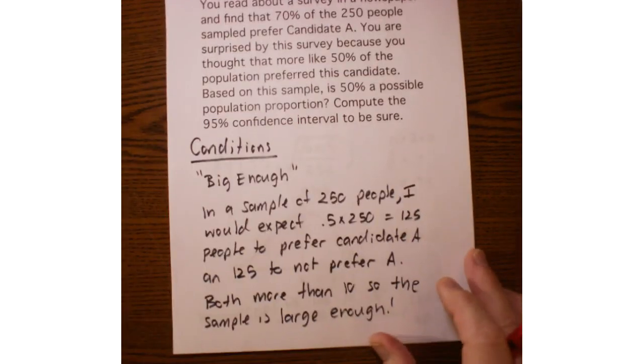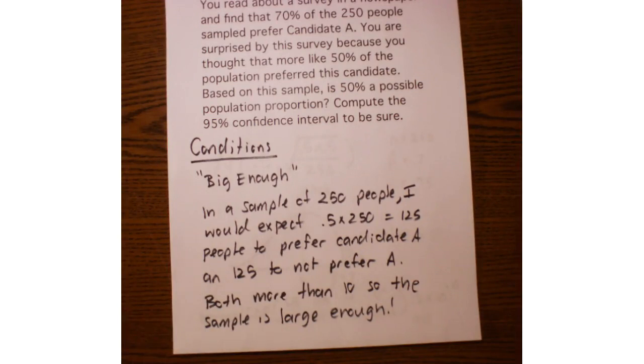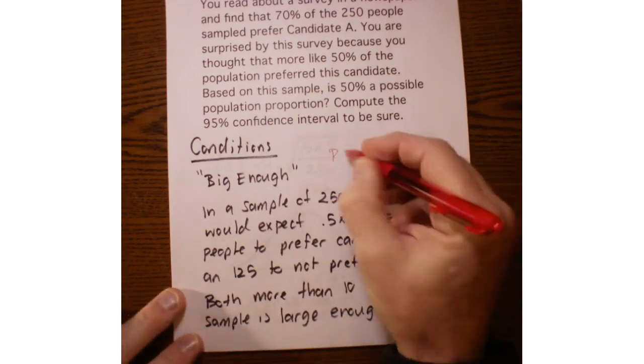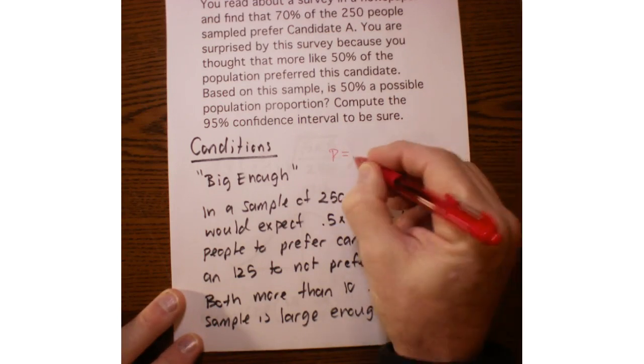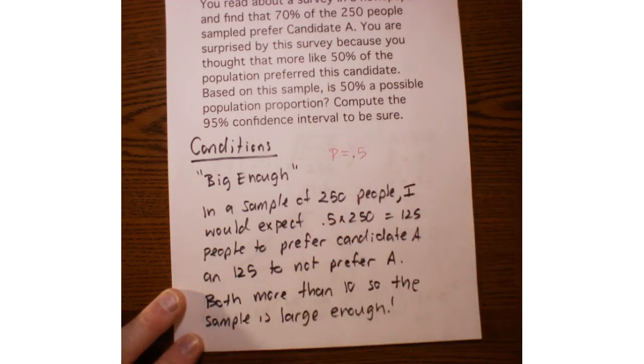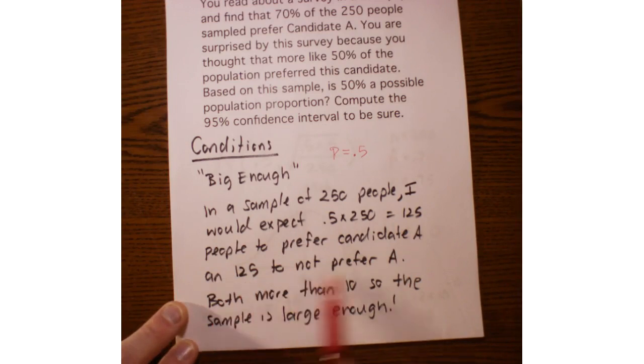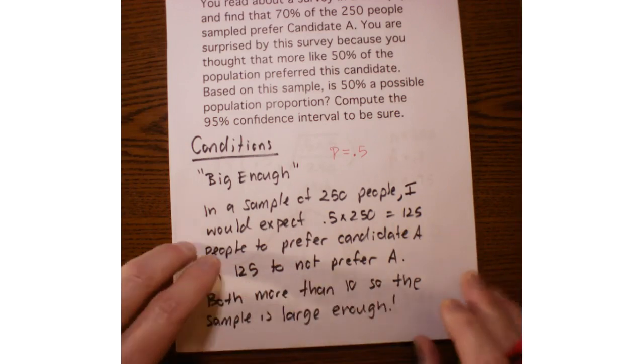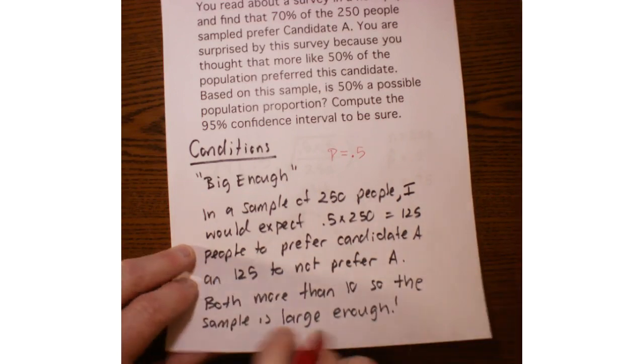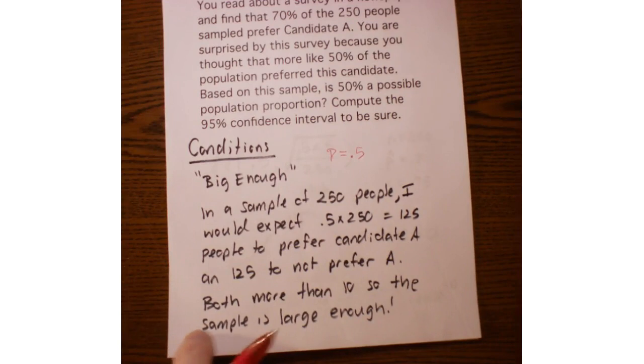So the conditions: I'm not going to check all the conditions because I checked the same conditions in the confidence interval video. The only condition that changes is the big enough condition, because we're predicting what we would expect to see based on our population proportion. So I'm not counting the number of successes in the sample, but I'm saying, given that the population proportion is 0.5, how many successes and failures would I expect to see? In a sample of 250 people, I would expect about 125 people to prefer candidate A and 125 to not prefer candidate A. Both of those are greater than 10, so the sample is large enough. And large enough for what? Large enough to use a normal model.